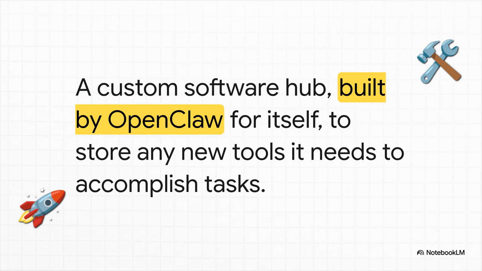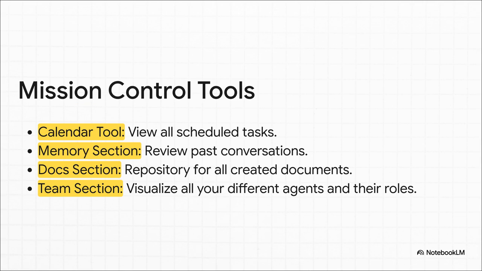And this is where mission control comes in. The coolest part? This isn't some feature that comes out of the box. It's something you actually instruct OpenClaw to build for you. It creates a custom website that acts as a central hub, a place where it can build and store any new tools it needs to get its jobs done. And this is where you can see just how powerful this gets. You can have it build a calendar to see all its scheduled tasks, a memory section with daily journal entries of your conversations, a document repository for all the articles and scripts it creates, or even a team dashboard to see all your different agents and what they're all working on.